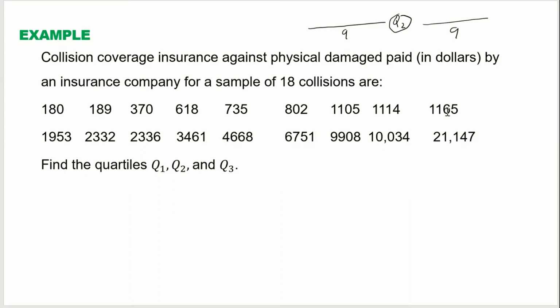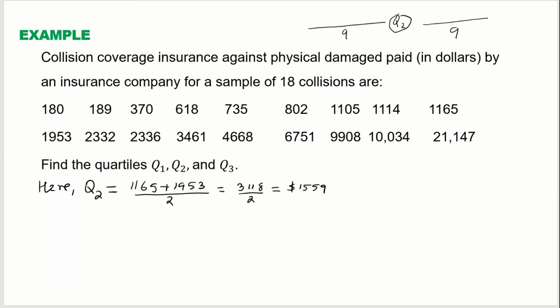So your Q2 is in between the values 1165 and 1953. Q2 is the average of these two values, 1165 and 1953. So we add 1165 and 1953 and we divide that by 2. If we add those two values, you get 3118, and we divide that by 2. 3118 divided by 2 is 1559. So $1559, that is the second quartile or median.